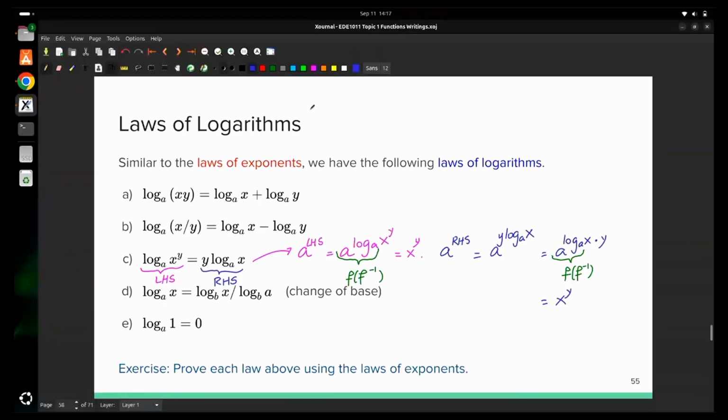Okay, so you might observe that they are the same. So it shows that left-hand side equals right-hand side. Is that right? Because a to the left-hand side equals a to the right-hand side, you can see here, the same thing, right? So it must be such that left-hand side equals right-hand side. Yes, exactly. Very good.